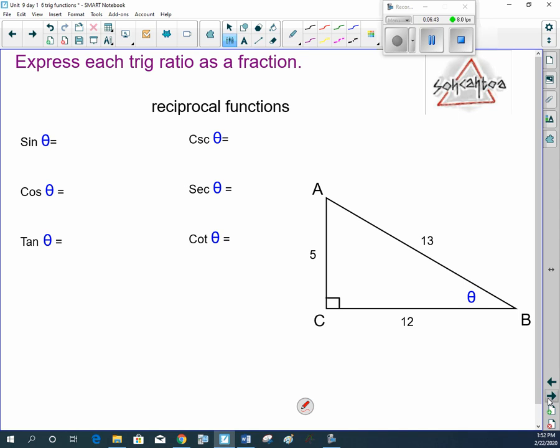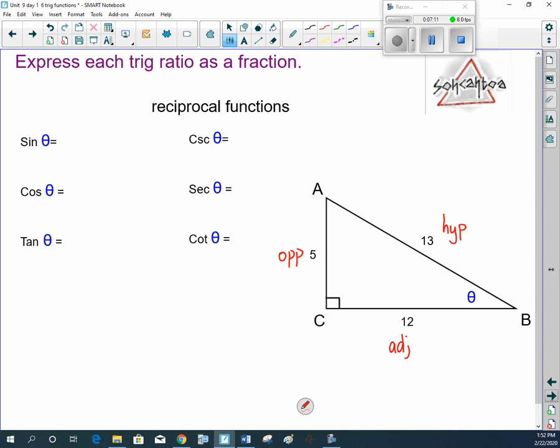So here I have a right triangle, and I've actually put in all the side lengths, and it matters where theta is. So in this particular problem, theta is in the bottom right-hand corner. So if theta is in the bottom right-hand corner, then this side is considered the opposite side, the side with the 5. The 12 is considered the adjacent side, and of course the 13 is the hypotenuse. It's across from the right angle, so that's the hypotenuse.